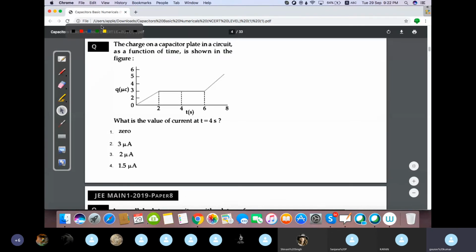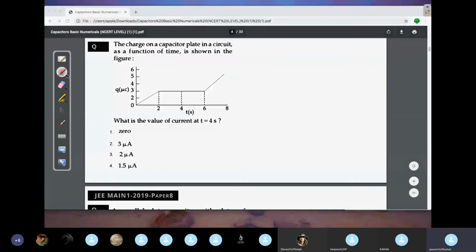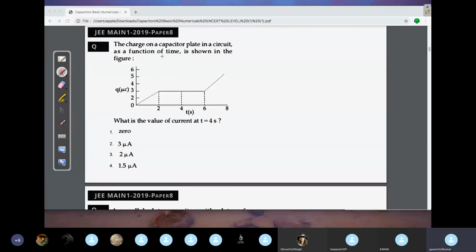So they are talking about the charge on the plates of a capacitor as a function of time. So you have a capacitor here. Charge on the capacitor means, let's say here you have plus Q, here you have minus Q. The charge varies with respect to time. Charge is varying here. It's given in the question. They're asking you what is the value of current.